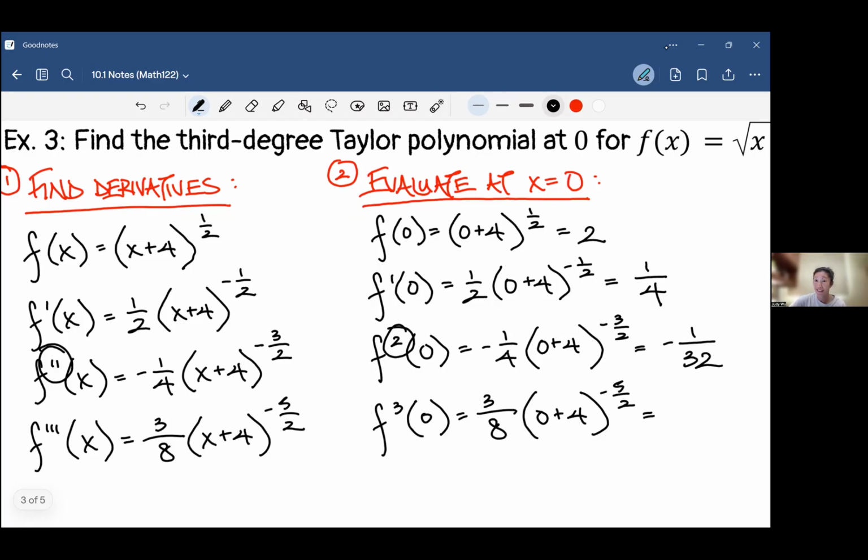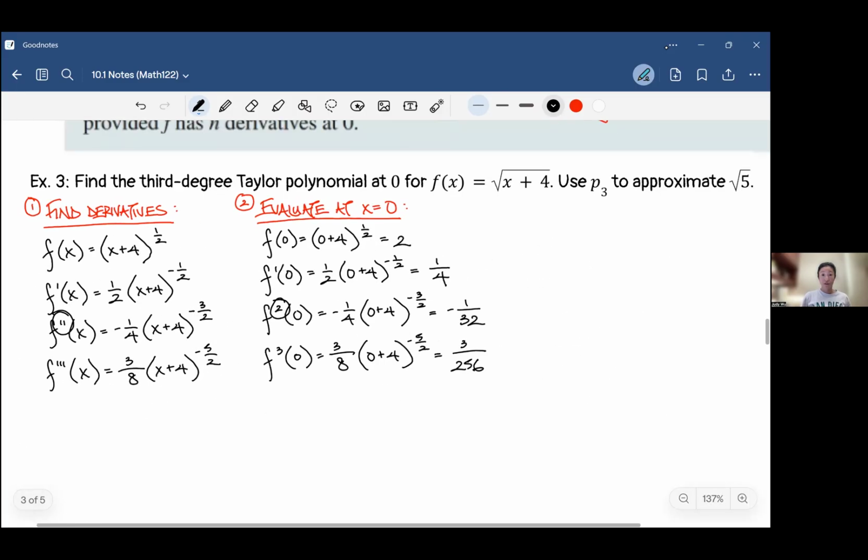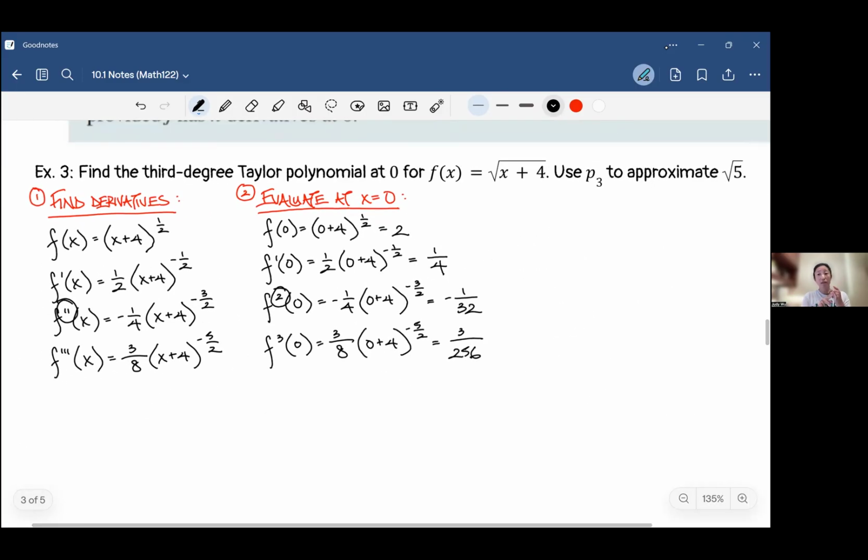And if I calculate that out and keep it as a fraction, I'm going to get 3/256. Okay? All right. So you see a problem that asks you to approximate. You're going to find as many derivatives as you need, and then you're going to evaluate them at 0 if it's a Taylor polynomial at 0. Okay.